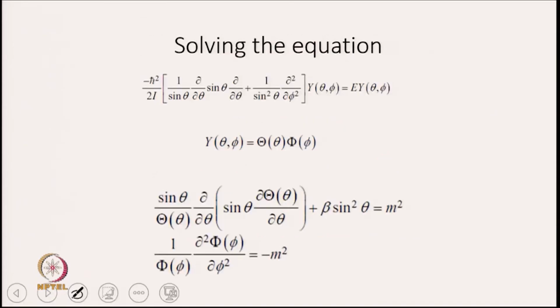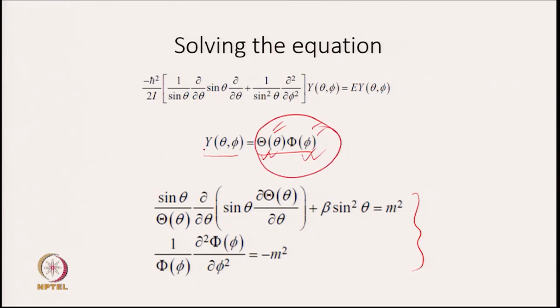The way we solve this equation is, first we divide this wave function as a product of two functions. One is a function of theta, another is a function of phi. When you do that, you will get these two equations, and the solution of these will give you the function of theta and the function of phi. When you multiply these two, you will get the spherical harmonics.